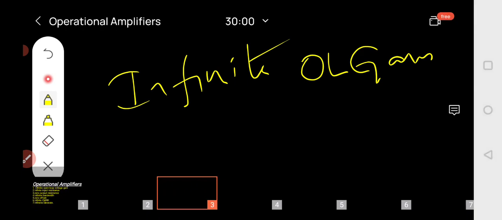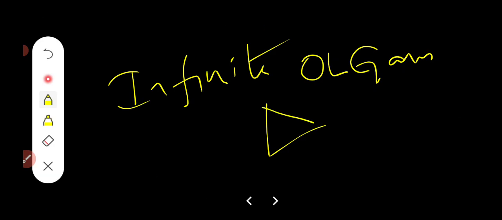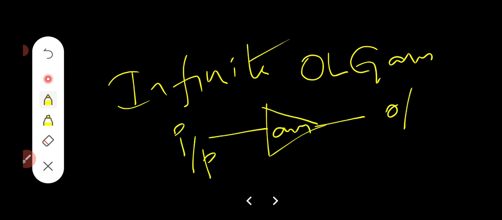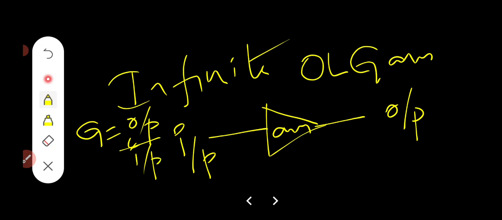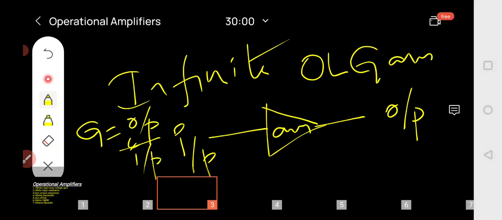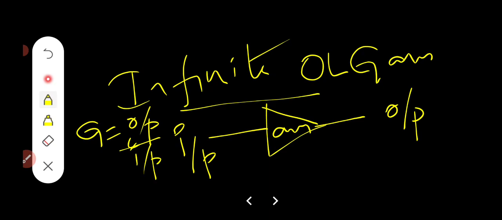That means suppose this is an amplifier. This is the input signal, this is the amplifier, and this is the output side. Generally we know that gain is equal to output by input. This is the basic formula. This output by input ratio should be very high, and that is generally called the open loop gain. That is nothing but infinite open loop gain.